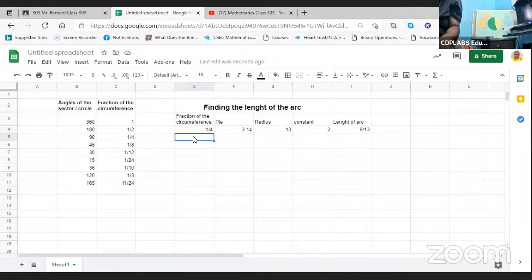School soon done. All right, so what we did first is to find the fraction of the circumference, and we use the angle to determine that. Good. We'll multiply it by pi, by its radius, and by the constant 2, and that gives us the length of the arc. Good. All right, let's look at what about if it was 45 degrees.